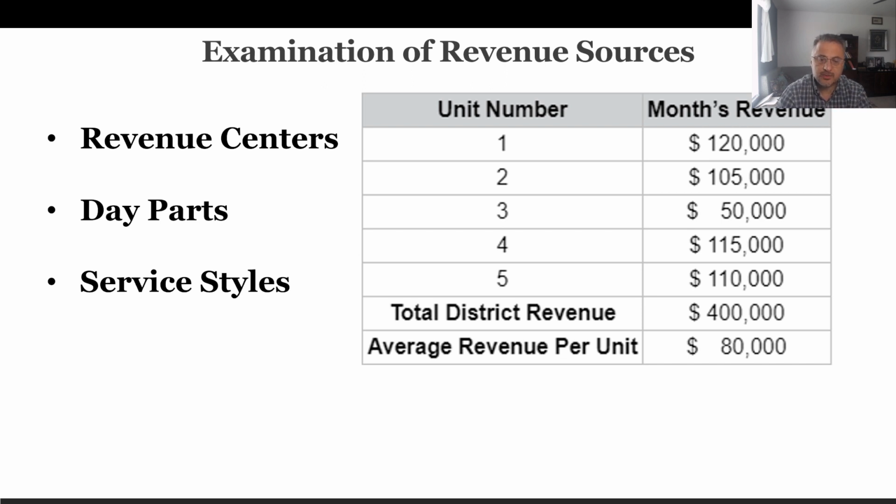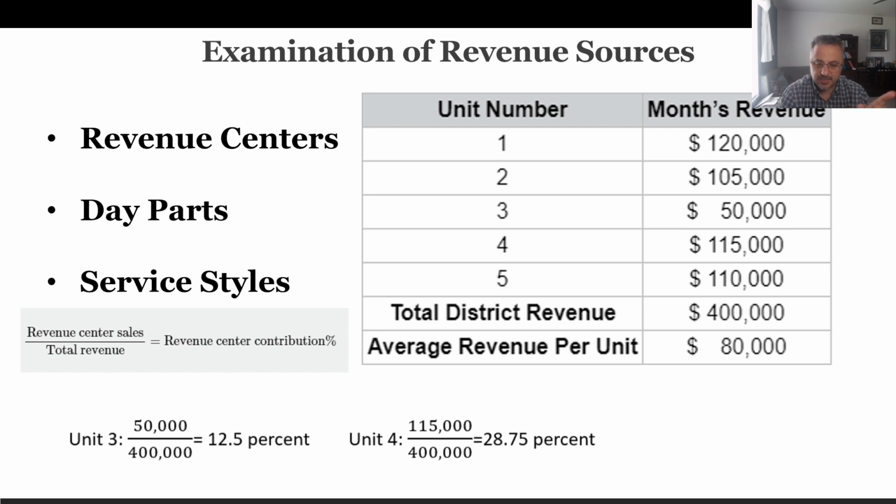We can also calculate revenue center contribution from these values. Now, this is how you calculate. In order to calculate revenue center contribution, we divide revenue center sales by total revenue. Let us look at a couple examples, let's say for unit 3 and unit 4. So you can see that one of them is 12.5% and unit 4 is 28.75%, more than double the amount. The point is you need to know the dollar amount generated by each revenue source and what proportion of total sales comes from each revenue source. But once again, we are assuming that in this location example, they are comparable.